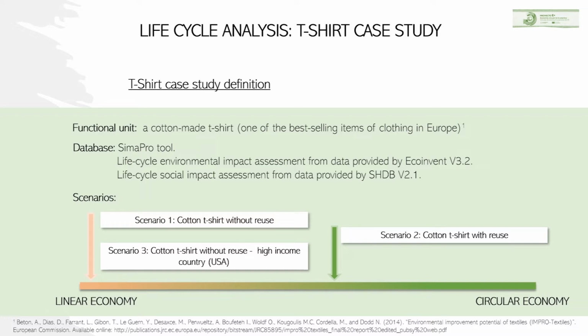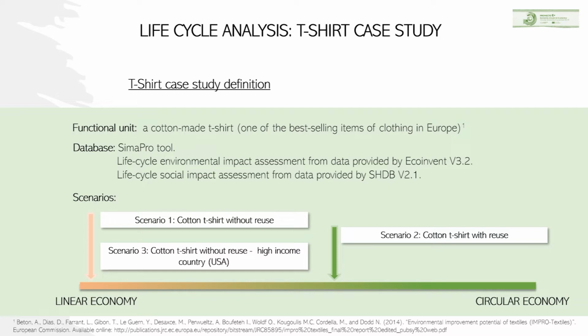This section presents three scenarios that illustrate three different t-shirt life cycles, which are an approximation to the current situation of the textile sector. Scenario 1 assumes that the t-shirt is produced in different countries and it is thrown away to a landfill. It is not considered reuse. Therefore, this scenario is associated with the linear economy.